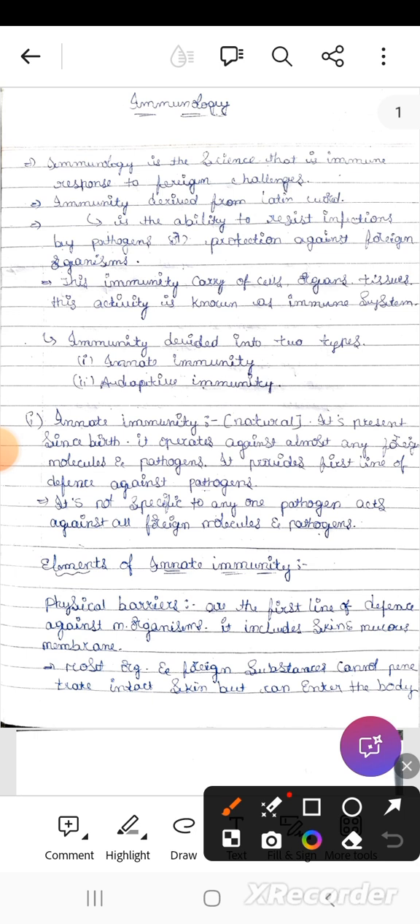Immunity is the ability to resist infections by pathogens, or protection against foreign organisms. This immunity is carried out by cells, organs, and tissues. This activity is known as the immune system.